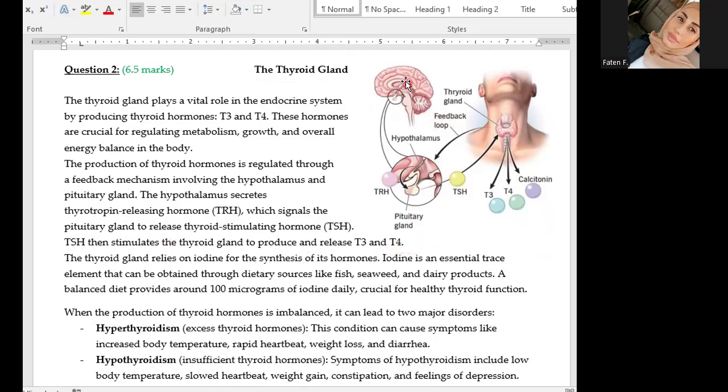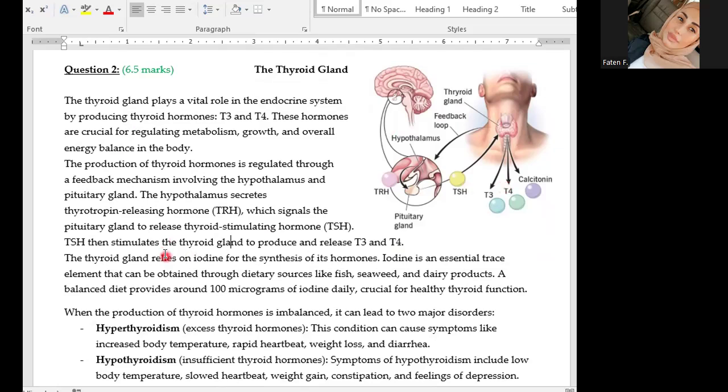Look, so here we have the hypothalamus on the top. This hypothalamus releases TRH. The TRH stimulates the pituitary gland. The pituitary gland sends TSH to the thyroid gland. Then the thyroid gland releases T3 and T4. Okay? So even if the thyroid is functioning well, it still needs the signals. It still needs the order. It needs an order from the hypothalamus and the pituitary gland to work.